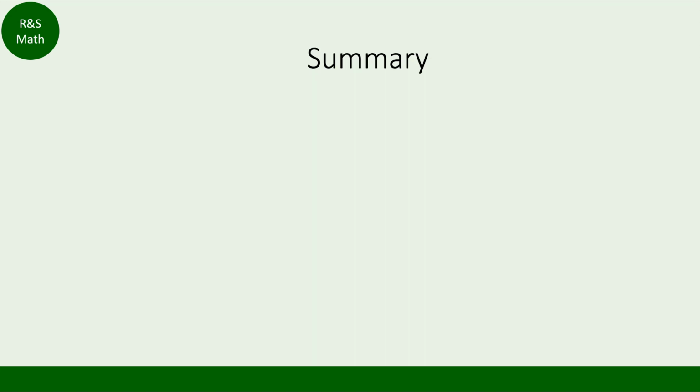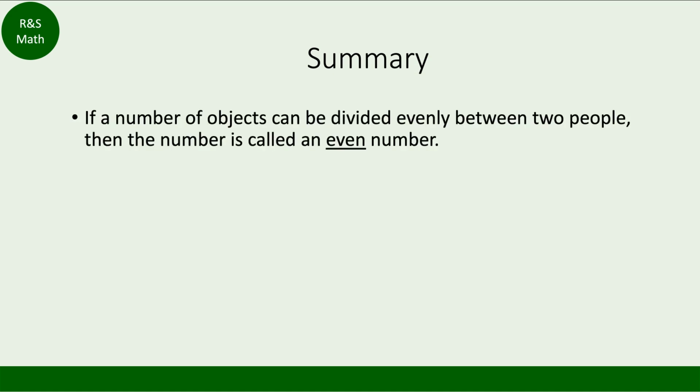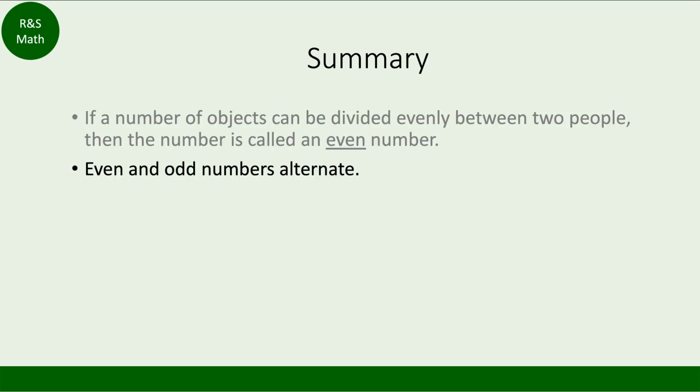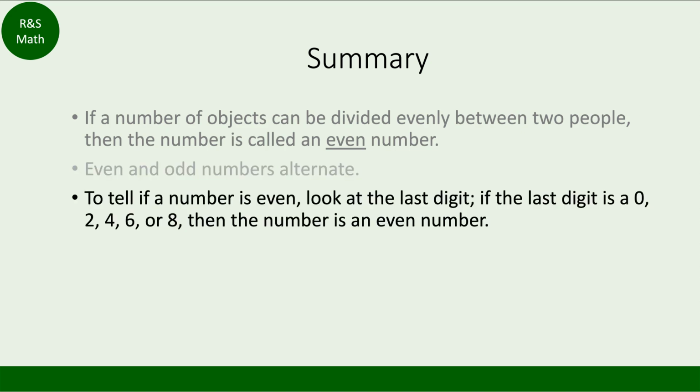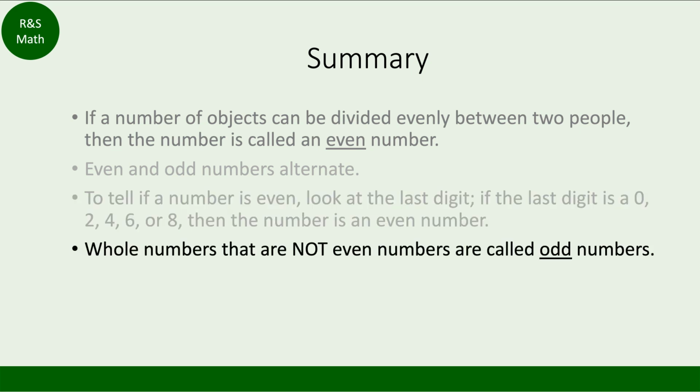To summarize, we have learned that if a number of objects can be divided evenly between two people, then the number is called an even number. Even and odd numbers alternate. You can easily tell if a number is even by looking at the last digit. If the last digit is a 0, 2, 4, 6, or 8, then the number is an even number. Whole numbers that are not even numbers are called odd numbers.